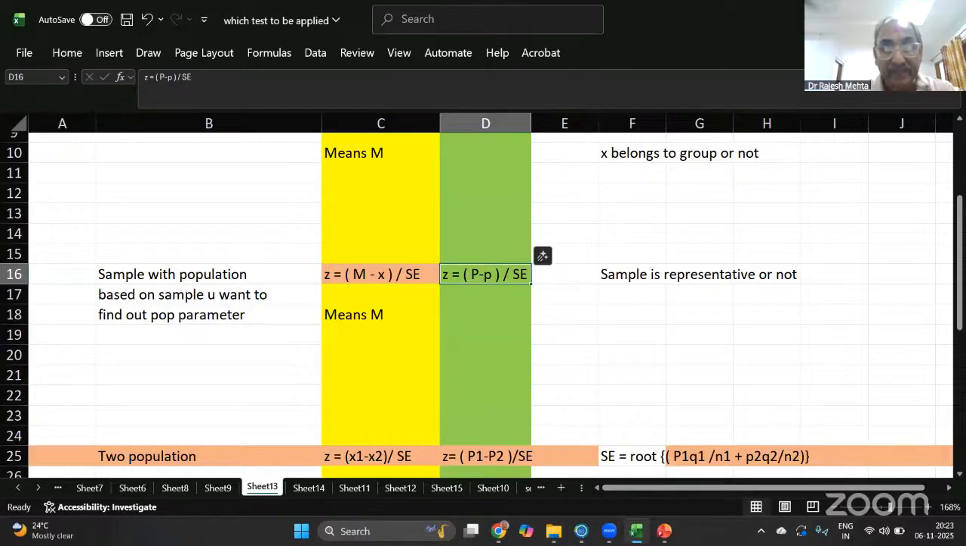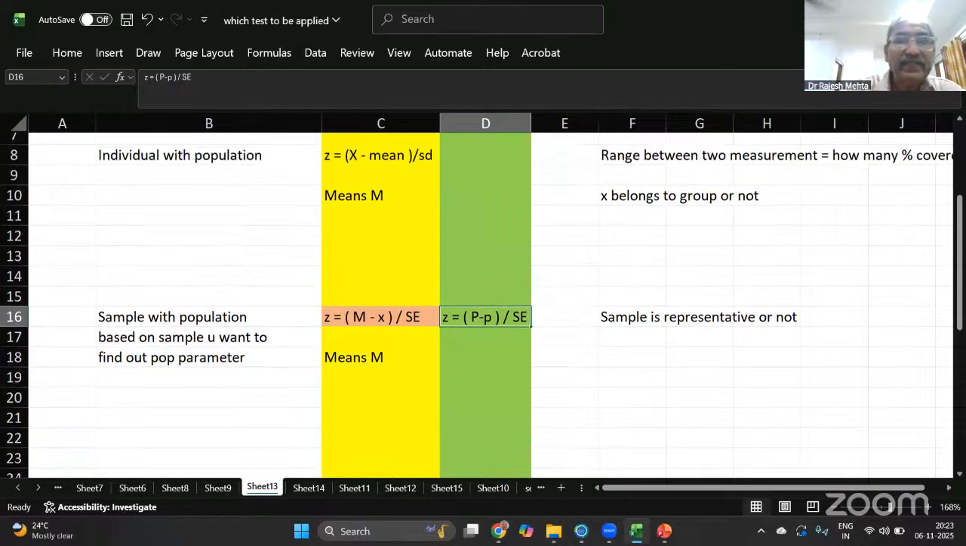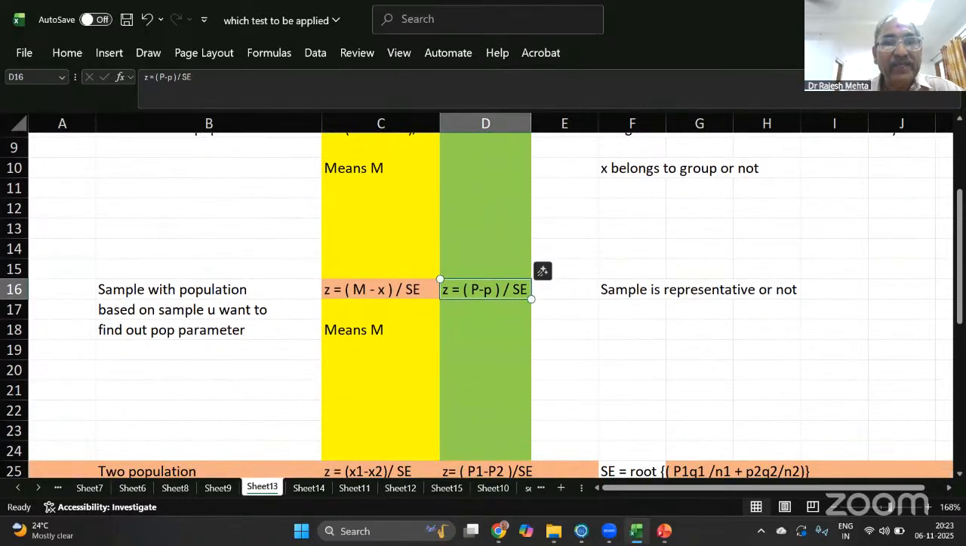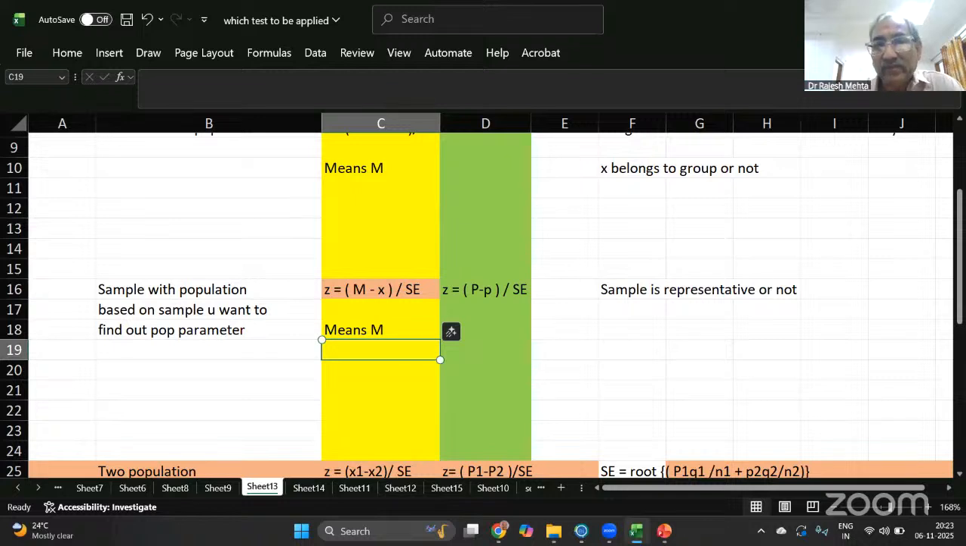So one thing is where you use standard deviation: when a sample is given or a population is given and individually you want to compare whether they belong to the sample or not, at that time use standard deviation. When you are comparing a sample with the population, at that time you use standard error of proportion or standard error of mean. This you are supposed to find out.